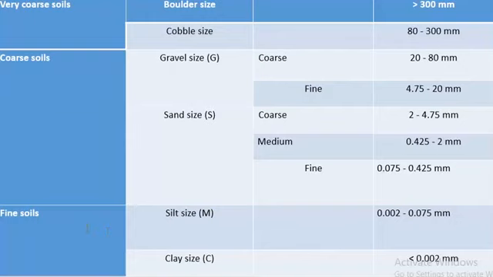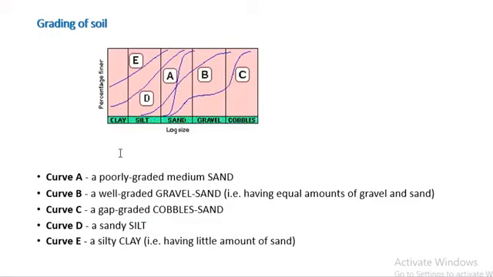Silt size for fine soil. In fine soil there is silt and clay. Silt lies between 0.002 to 0.075 mm and clay lies below 0.002 mm. Grading of soil. In the grading of soil, on the Y axis it's percentage finer and on the X axis it's log size.